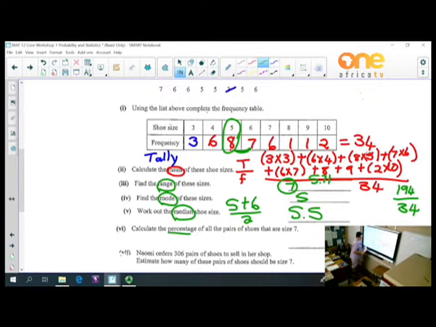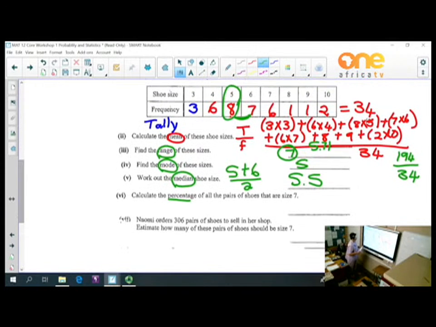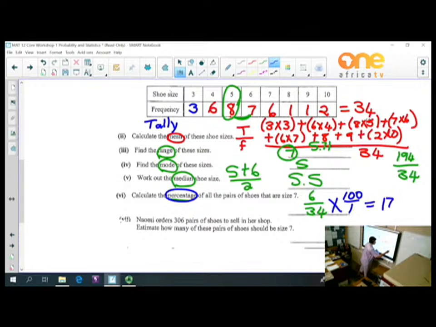And then we have to calculate the percentage of all the pairs of shoes that are a 7. Now how many shoes are a 7? There's 6. So it will be 6 out of 34. And now remember what we said. To find the percentage, you always times with 100 over 1. To find that percentage, we multiply. And it is then 17.6%.